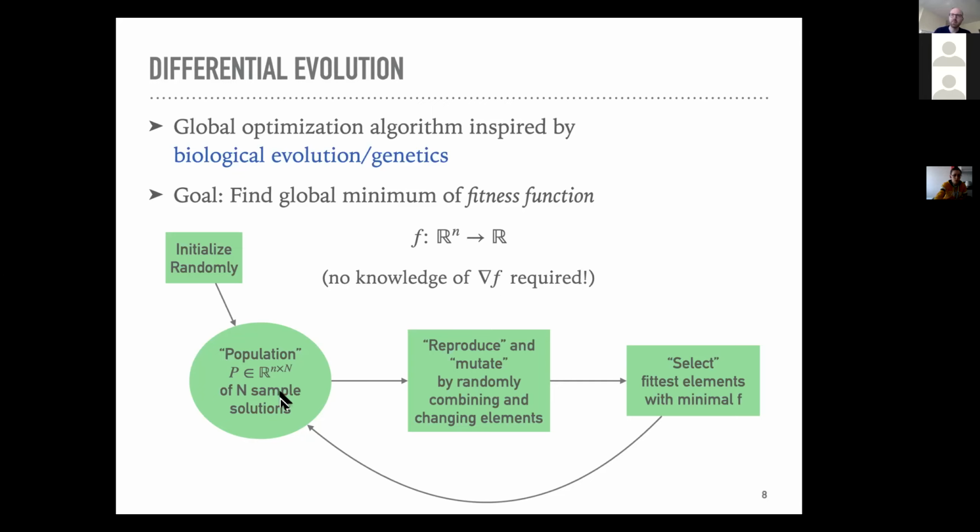So the idea is to set up a population of N, possibly a large number N, of sample solutions, which we populate randomly at the beginning. And then we take this population and we let the individual elements of this population reproduce and mutate by randomly combining and changing elements. I'm skipping over all of the details here. Of course, in the end, it matters how exactly we are doing that, how we are selecting elements for these operations and so on. But just to get the big picture. And then after we did that, we created a lot of new elements. And then we select the fittest elements with a minimal f. So we obtain a new population, which probably is a bit closer to our goal. And then we repeat this process iteratively until we either find or sufficiently approximate the global minimum of this function.